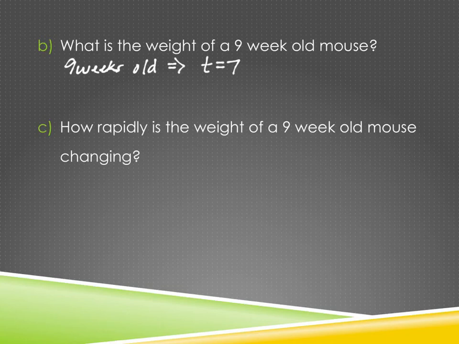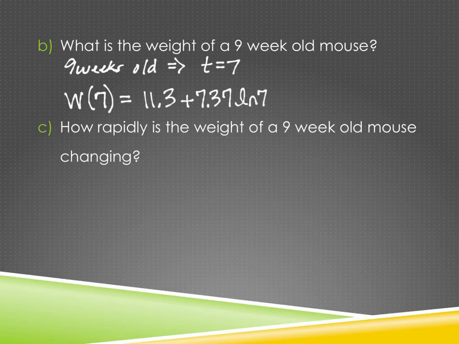So just to remind ourselves that we actually had to think through that, right? So we're actually finding W of 7. It's finding the weight of the mouse 7 weeks after 2 weeks old. So we're going to plug that in. I'll just write out what I'm actually doing, but you don't have to necessarily write this part out here. You need to use your calculator though. So grab your calculator and plug in 11.3 plus 7.37 natural log 7.